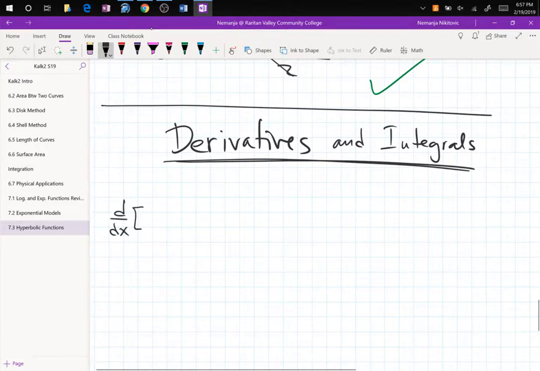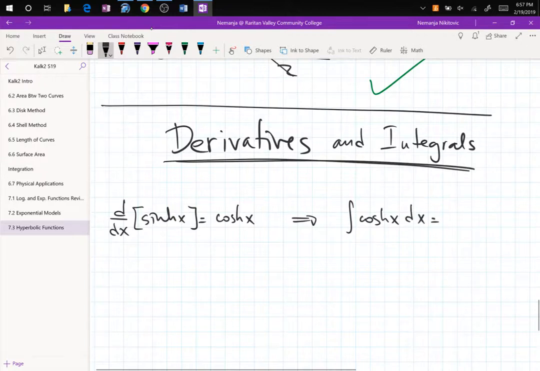The derivative of sine hyperbolic x is cosine hyperbolic x, which immediately means that the integral of cosine hyperbolic x dx is sine hyperbolic x plus c. Yes. Plus c.